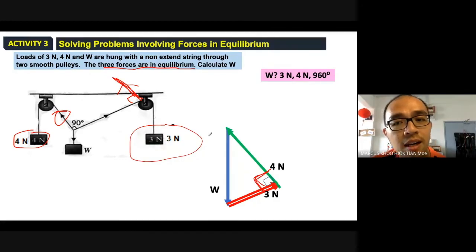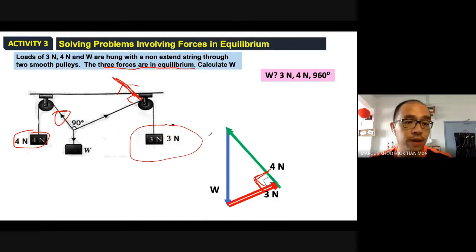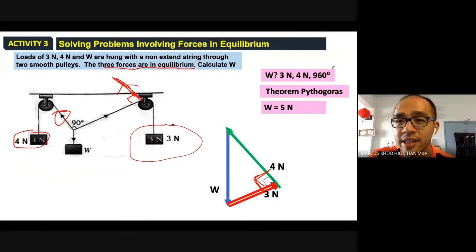Anybody? 5 newtons. Okay, it'll be 5 newtons. The easiest way to calculate this is to use Pythagoras Theorem. Sorry, I don't know what this 960 degrees is doing over here. Maybe it's a typo.